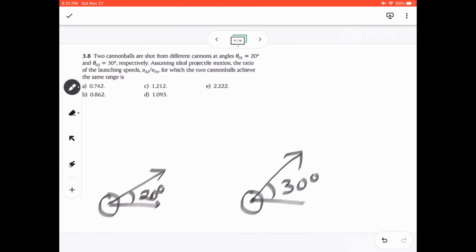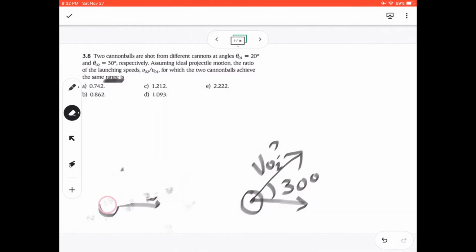Okay, now assuming ideal projectile motion, the ratio of the launching speeds, you're going to find for VO2 and VO1, the ratio VO2 divided by VO1, what's the answer? Assuming that they are in ideal projectile motion, we're looking for the range of the two. What is the ratio of the range between the two?